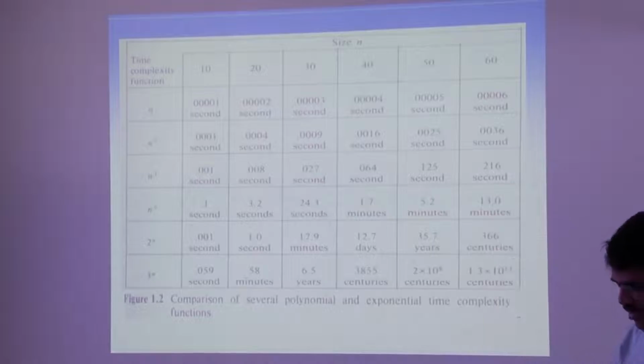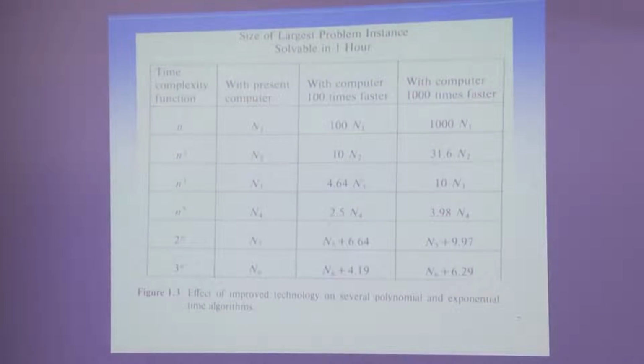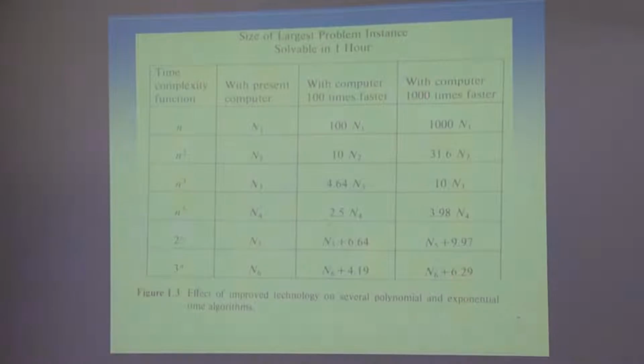Another illustration of the same table: if you have an algorithm which takes n cubed, and in 1 hour you can handle a problem size of, let's say, 50, then if your computer becomes 1000 times faster, you can handle a problem size of about 500. But if you have an exponential algorithm, and today you can handle a problem size of 10, even if it becomes 1000 times faster, you can handle a problem of size 17 or something. So exponential algorithms are really bad.